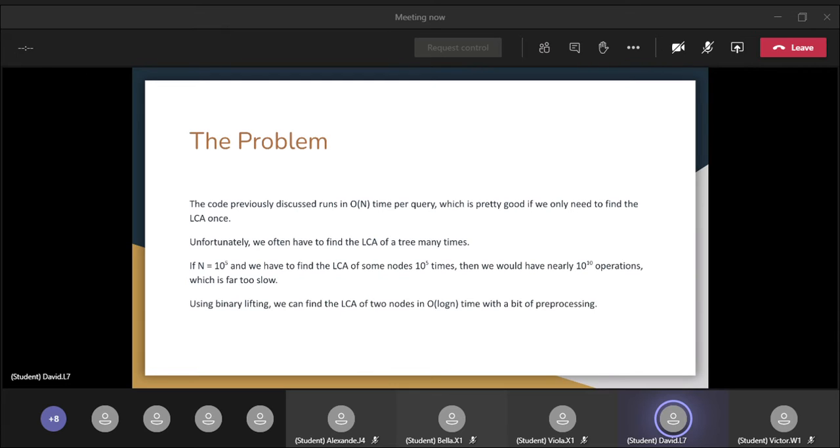So this code works, right? It runs in O of n time per query. And that's pretty good if we need to find the LCA once. But a lot of the time, we're going to want to find the LCA a lot of times. For example, if n is 1e5 and we want to find the LCA of some pairs of nodes 10 to the power of 5 times, then we would have nearly 10 to the power of 10 operations, which is very, very slow. So we can use this thing called binary lifting. And basically, we'll be able to find the LCA of 2 nodes in logarithmic time with a bit of pre-processing.